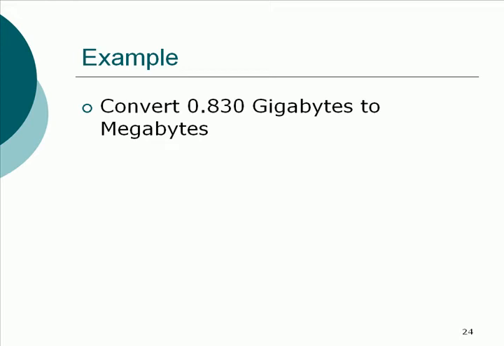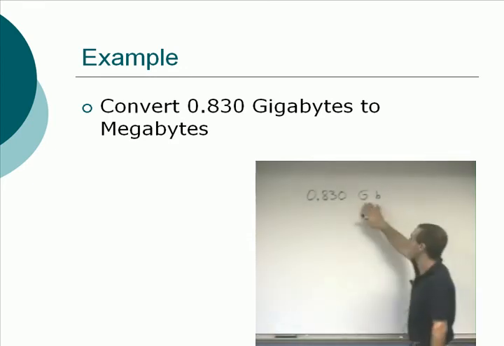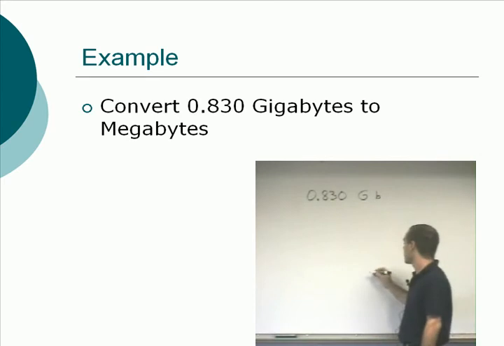We want to change 0.830 gigabytes and turn that into megabytes. Now, there are short tricks for just moving the decimal places, and you can do that. But to be consistent with what we've been doing, I'm going to show you this method. We're at gigabytes. What do we want to end up with? We want to end up with megabytes.